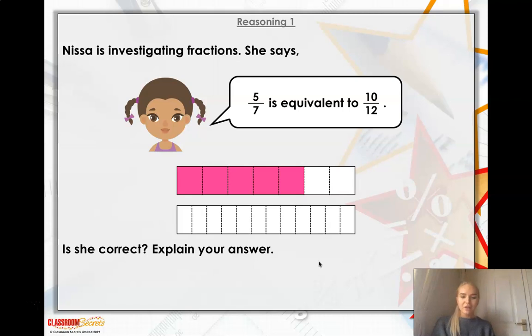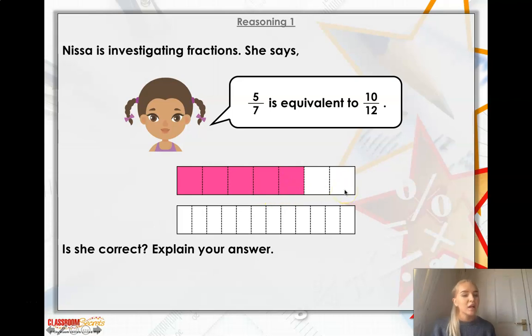Okay, so we're going to have a look at some reasoning questions today, and Nisa is investigating fractions and she says 5/7 is equivalent to 10/12. Let's have a look, is she correct or not? First of all though, pause the video. Do you think she's correct? Okay, did you think she's correct? Let's find out.